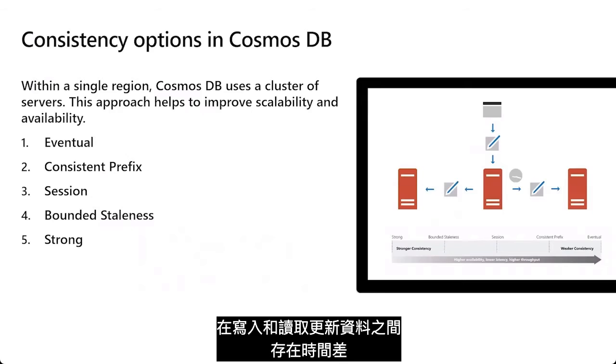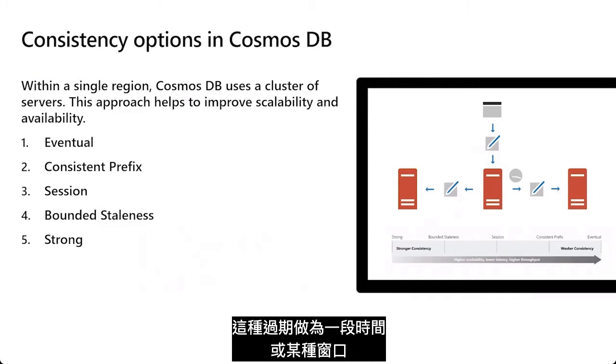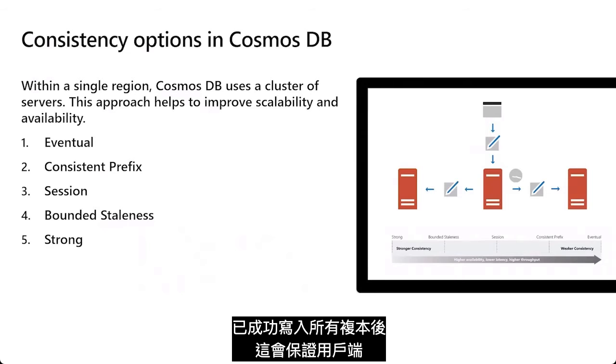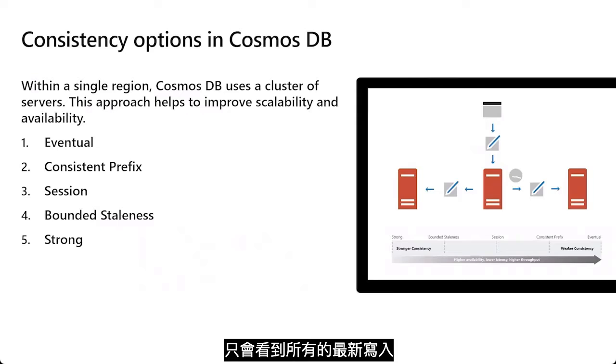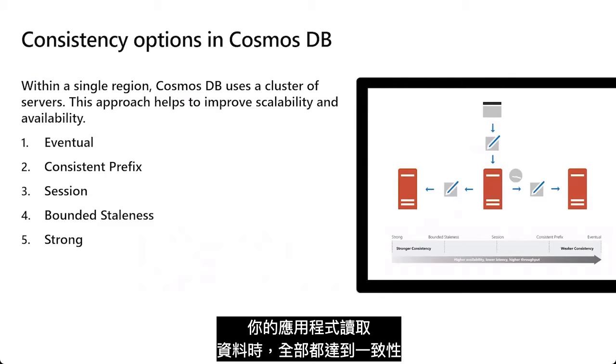Bounded staleness is where there's a lag between writing and then reading the updated data. So you typically specify this staleness as a period of time or a window or number of previous versions where this data may be inconsistent. And then with the strong option, all writes are only visible to the client after the changes have been confirmed successfully written to all the replicas. And so this option means that sometimes when your applications are trying to read from some of the replicas, it might be unavailable because some of these changes might be in the process of being made, so that when your application does read the data, it's all consistent.